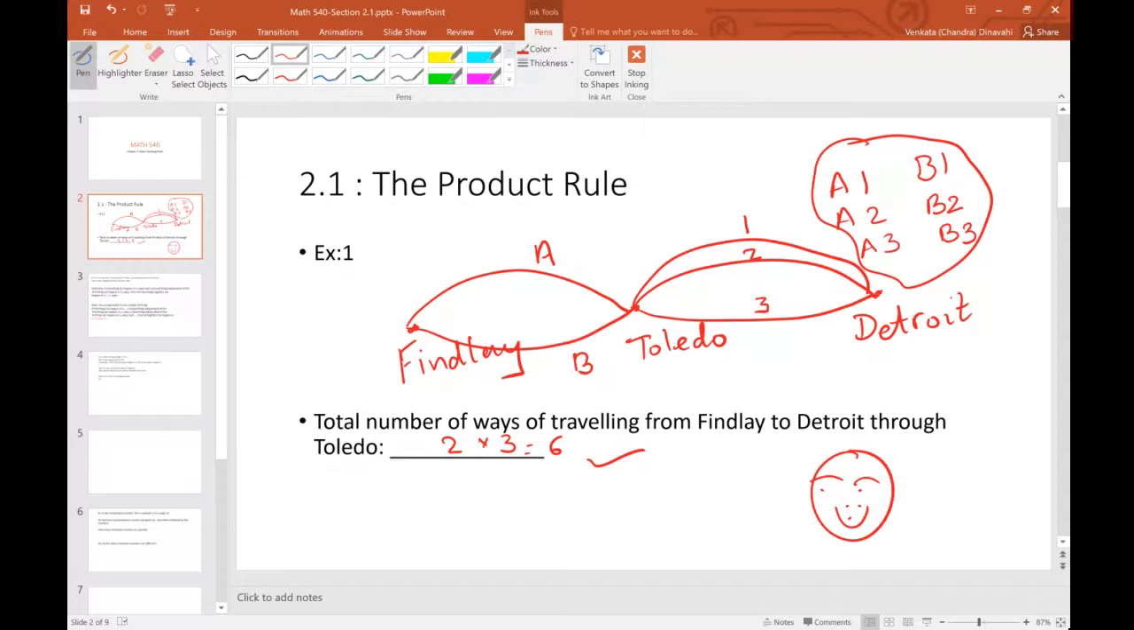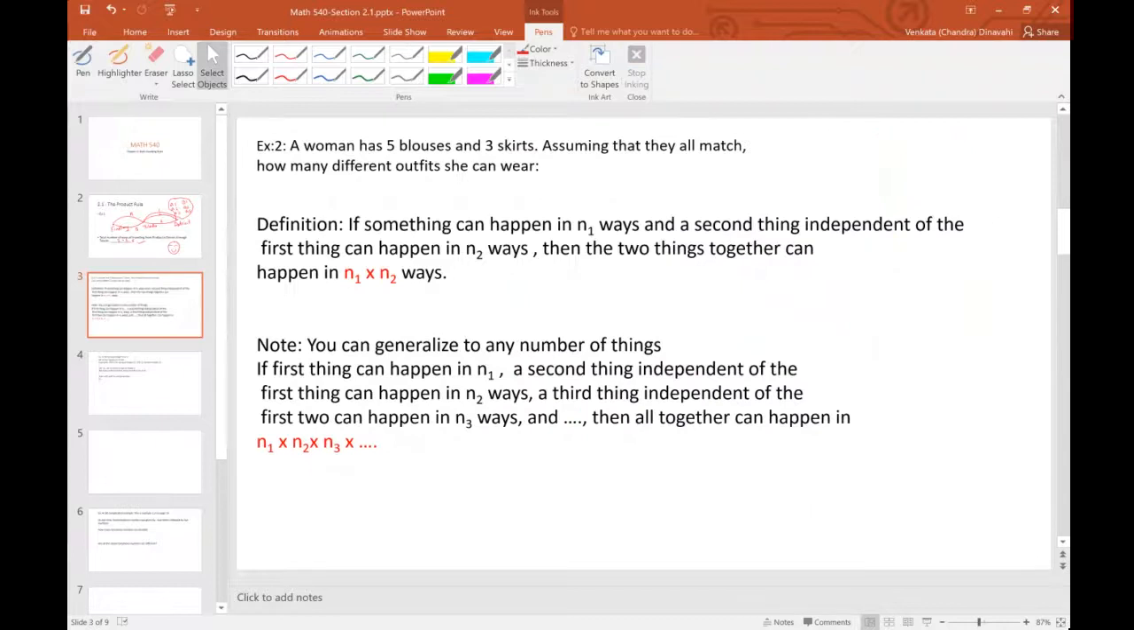This is the product rule. Let us go to one more example. Suppose a woman has 5 blouses and 3 skirts, assuming that they all match. Of course, as math guys, we really don't care. But how many different outfits can she wear?